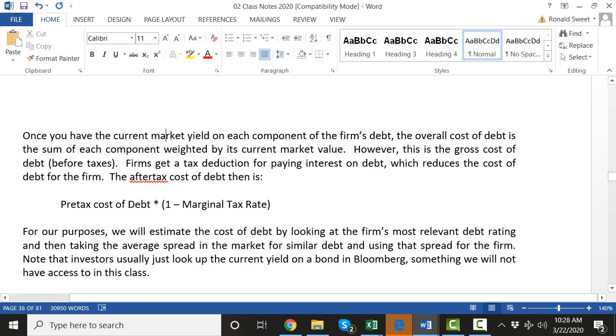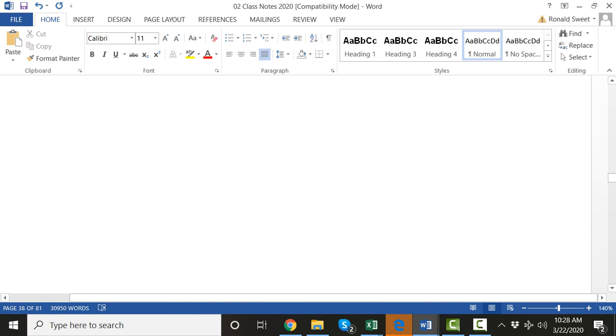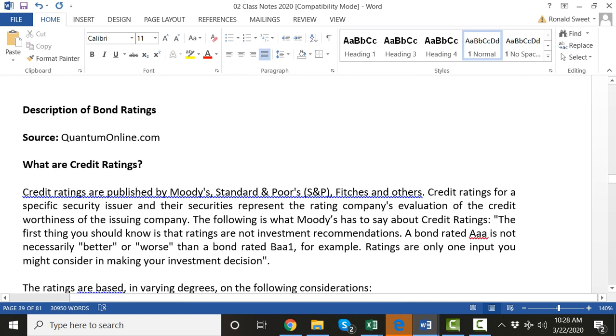So once you have that yield, and I'll show you how to get that yield, you take that cost of debt and multiply it by 1 minus the marginal tax rate, not the effective tax rate, the marginal tax rate. That's the tax you would pay on the next dollar of earnings that you would make. So cost of debt equals the risk-free rate plus the risk premium, or the risk-free rate plus the spread. There's the bond ratings we talked about before.